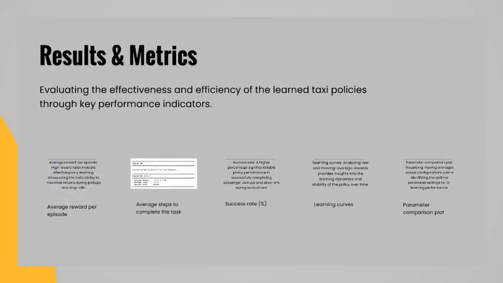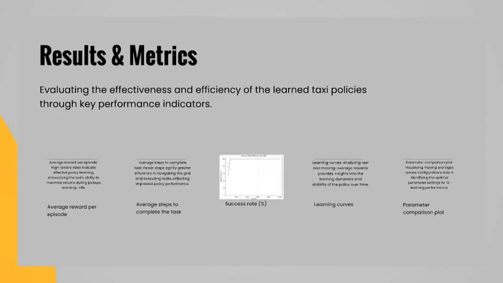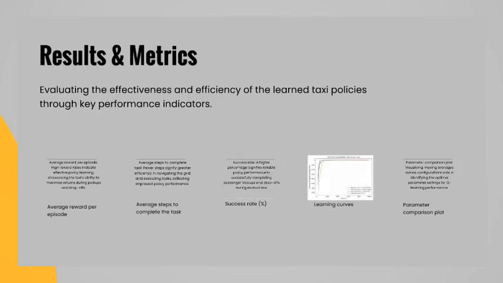Here in the average steps to complete the task, the average reward was around 7.7. The short episode length was around 13, and it had a near perfect success rate, confirming convergence. And here you can see the success rate curve, which shows increased consistency. And we're going to look at this learning curve and the parameter comparisons here shortly.